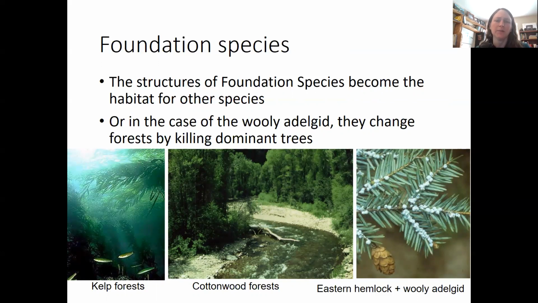And another example might be eastern hemlock, which was a foundation species on the East Coast until this woolly adelgid, which is an invasive insect, started decimating the hemlock. And in this case, we've really lost that entire habitat, the hemlock subforest. And so the foundation species has vanished, and that's causing some major changes in eastern forests.